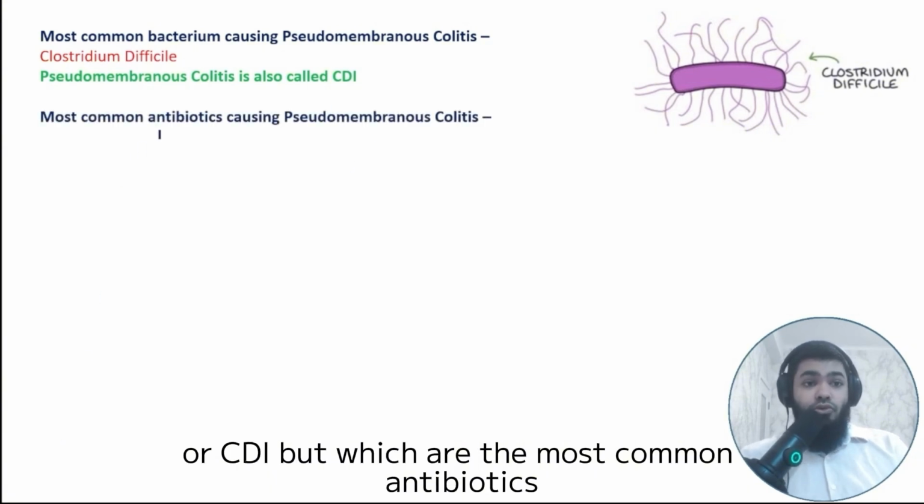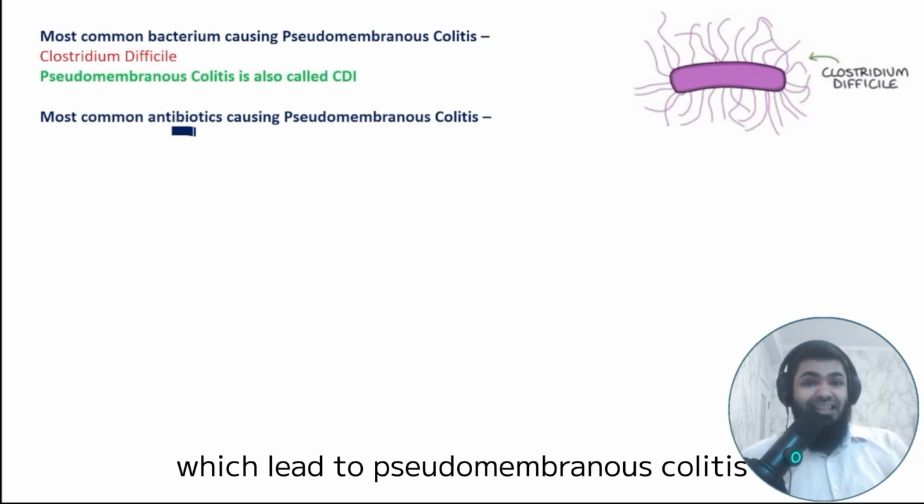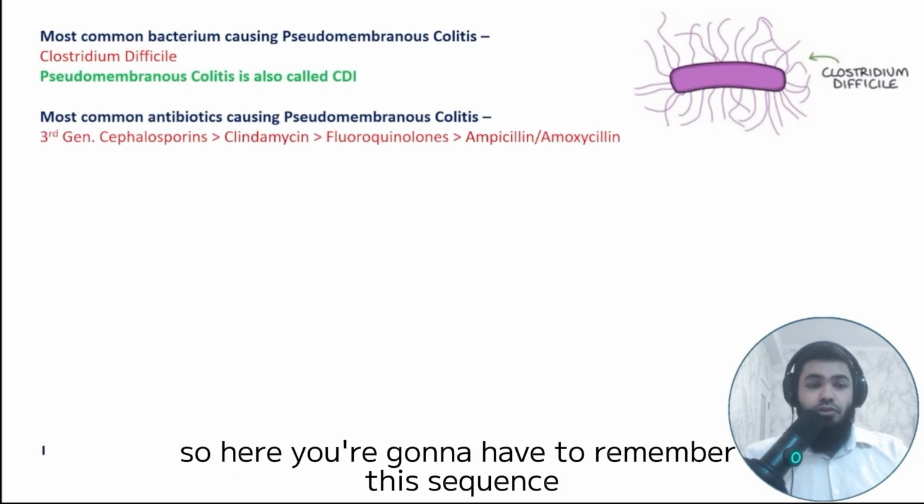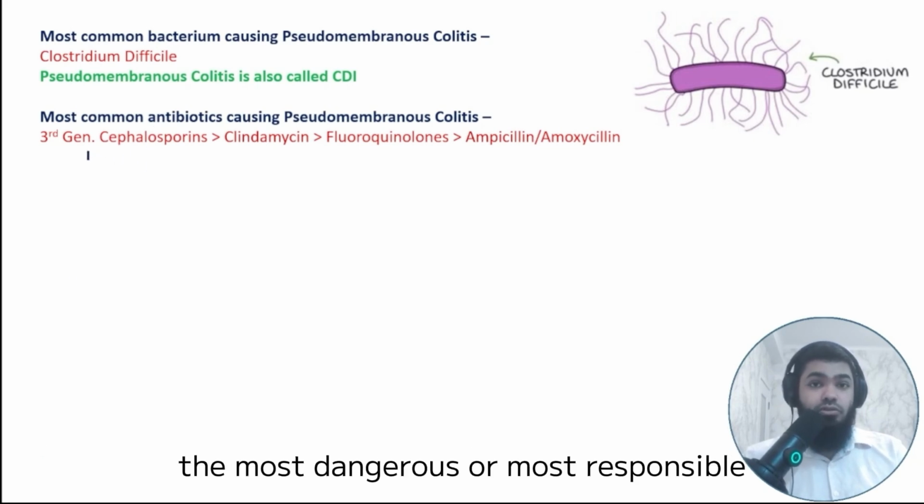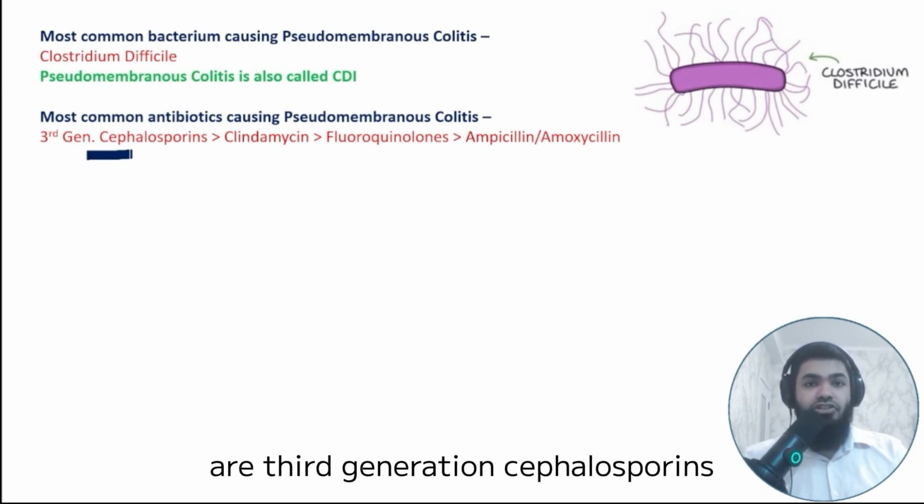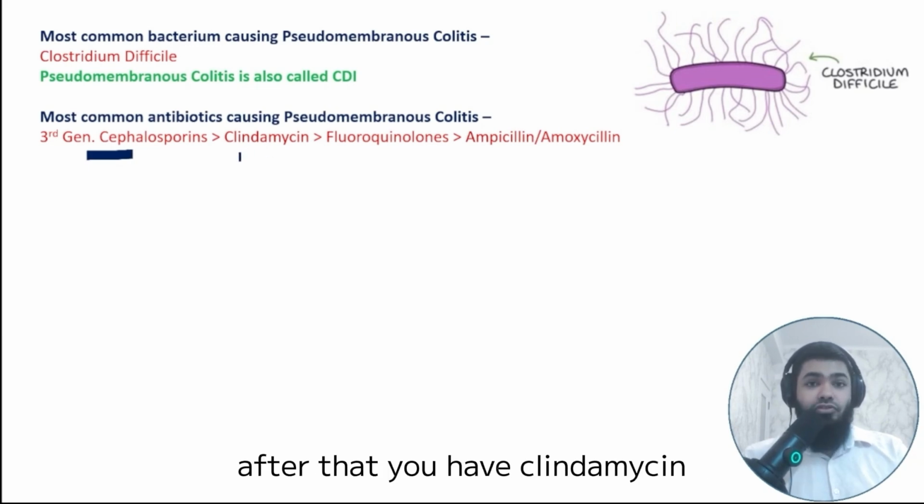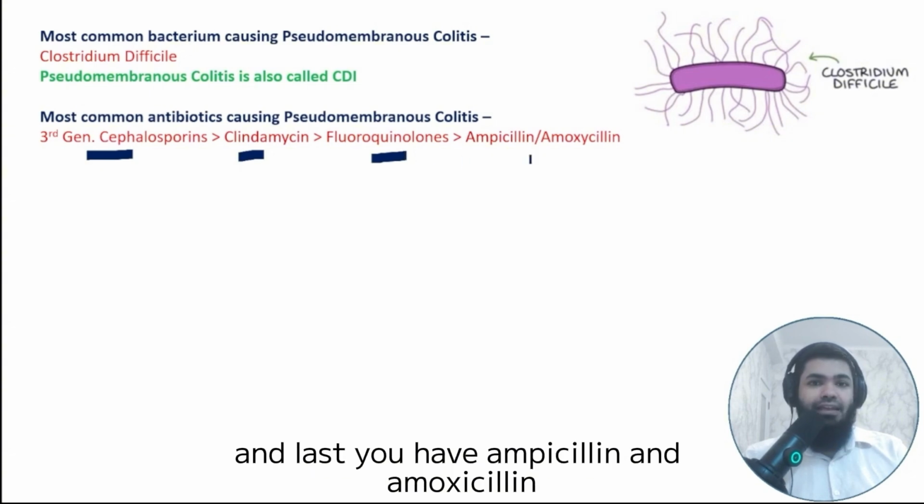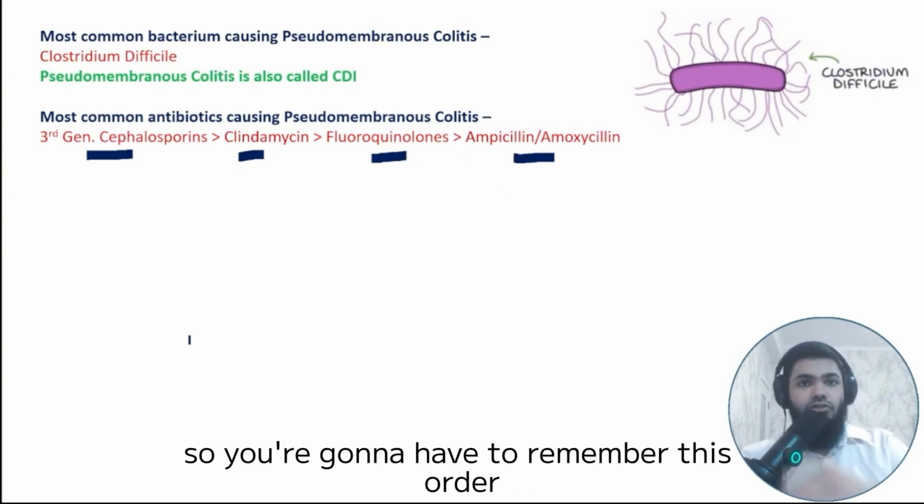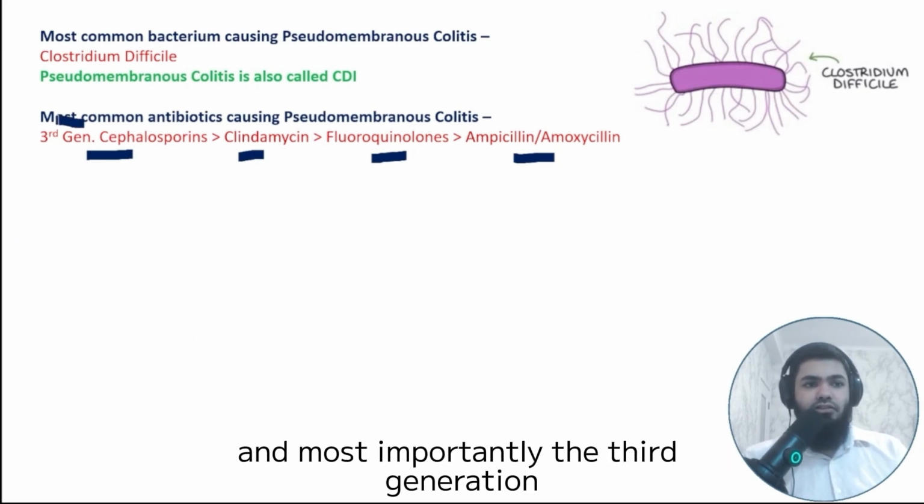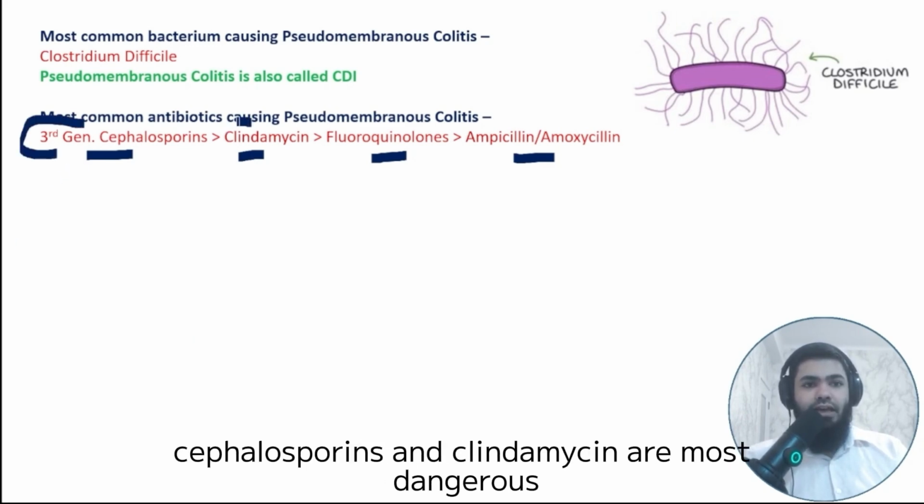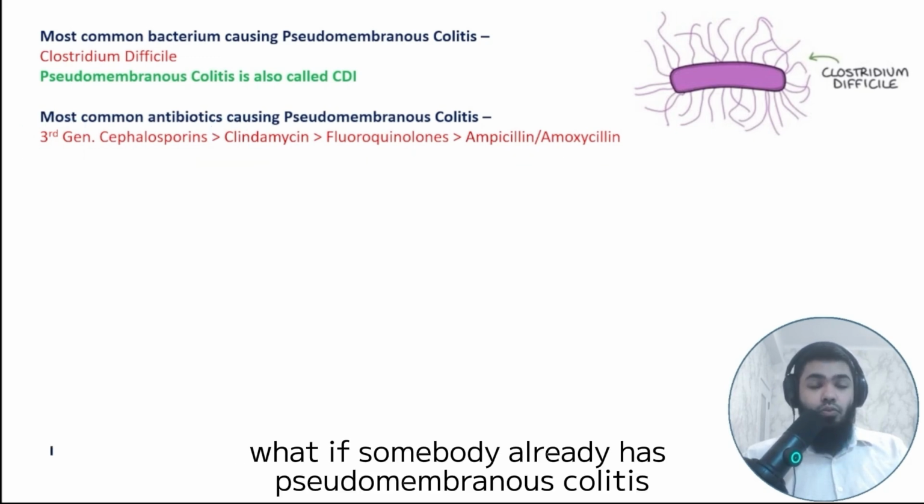But which are the most common antibiotics which lead to pseudomembranous colitis? So here you're going to have to remember this sequence. The most dangerous or most responsible are third generation cephalosporins. After that, you have clindamycin, then fluoroquinolones, and last you have ampicillin and amoxicillin. So you're going to have to remember this order, and most importantly, the third generation cephalosporins and clindamycin are most dangerous.